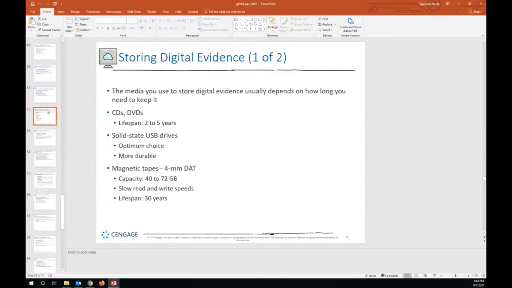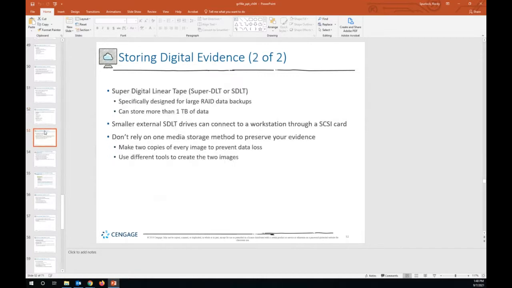Magnetic tapes do have 40 to 72 gig capacities. They have slow read and write speeds. They do have a lifespan of about 30 years. Super digital linear tapes are specifically designed for large RAID data backup systems. They can store more than 1 terabit of data. Now you can have smaller external super digital linear tape drives, and they can connect to workstations through a SCSI card.